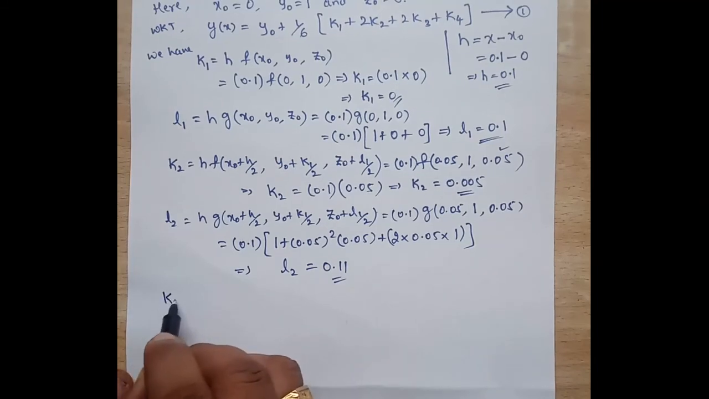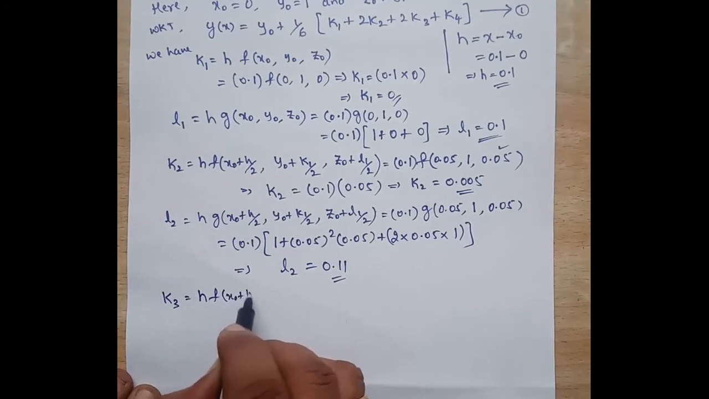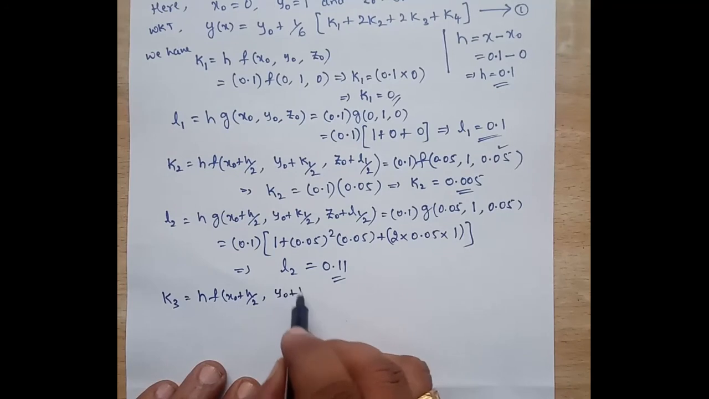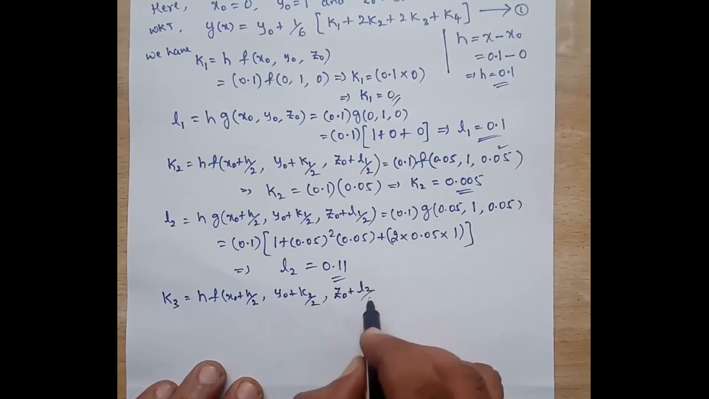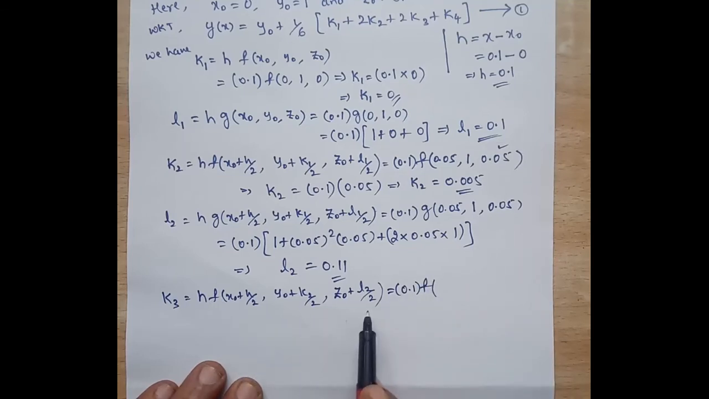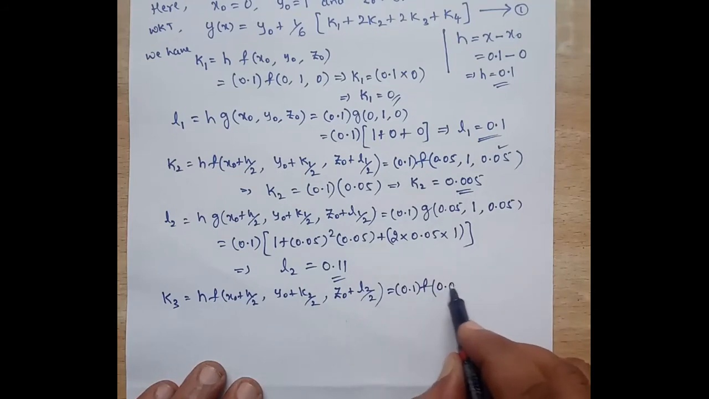K3 equals, the formula is h into f of x naught plus h by 2, comma y naught plus k2 by 2, comma z naught plus L2 by 2. So this is the formula for K3. You know it is 0.1 into f of. So let us simplify these things. x naught plus h by 2. So what is x naught plus h by 2? Already did. X naught plus h by 2 is 0.05. I'll write that value directly.